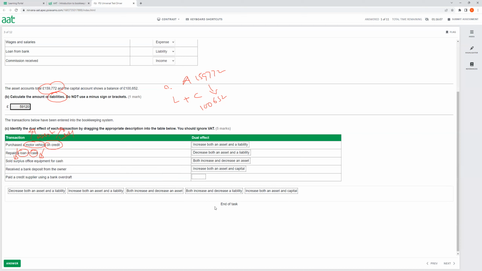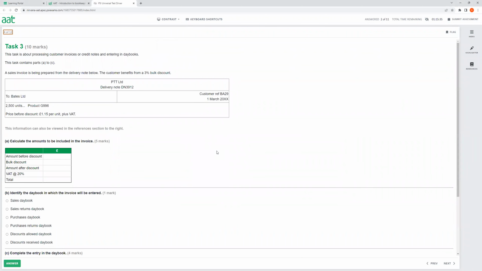Both increase and decrease a liability. This one, because one liability is decreasing because of my supplier, another liability is increasing because I'm taking the overdraft for that. So be very careful with this, and not only for the exam, you have to understand how debit and credit work.